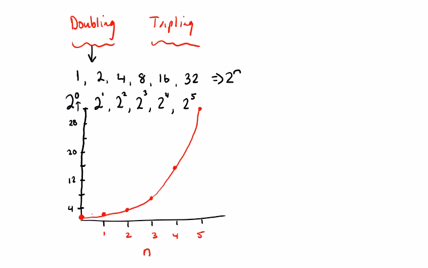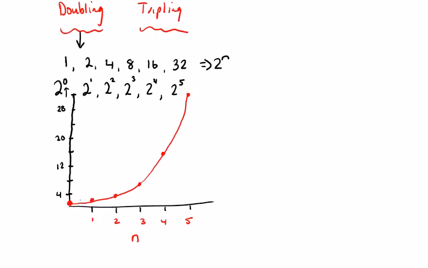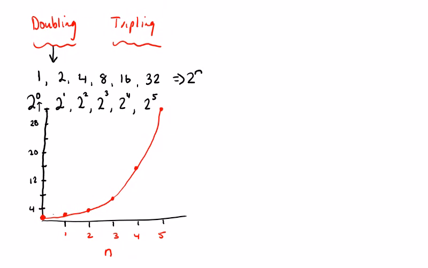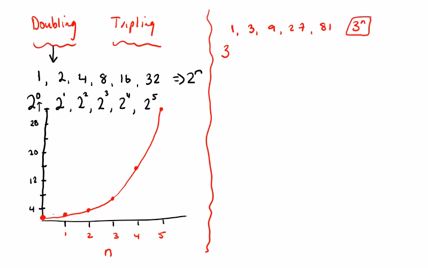Now, the tripling, 3 to the power of n, is going to be exactly the same shape. It's just going to grow a little bit quicker. So let's have a look at tripling. We start at the number 1, triple it, 3, triple it, 9, triple it, 27, triple it, 81. So that's 3 to the power of n is my tripling. 3 to the power of 0 is 1, 3 to the power of 1 is 3, 3 to the power of 2 is 9, 3 to the power of 3 is 27, and 3 to the power of 4 is 81.